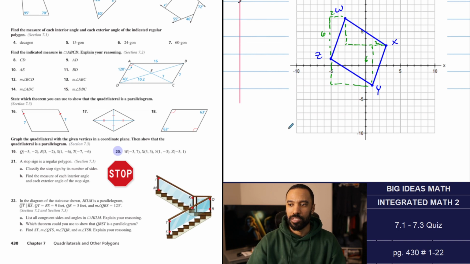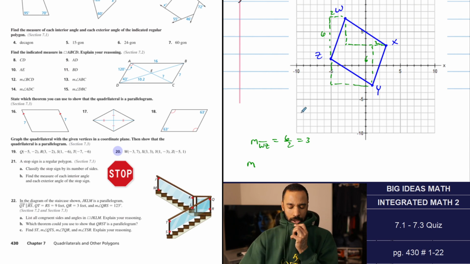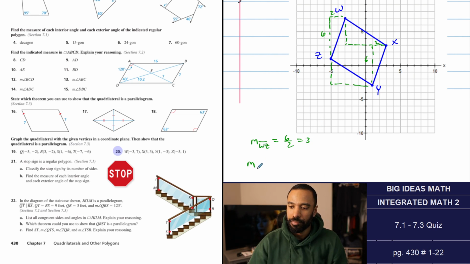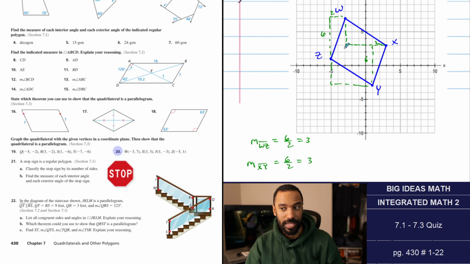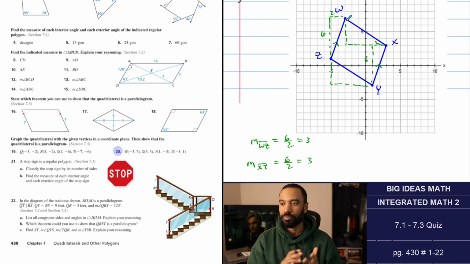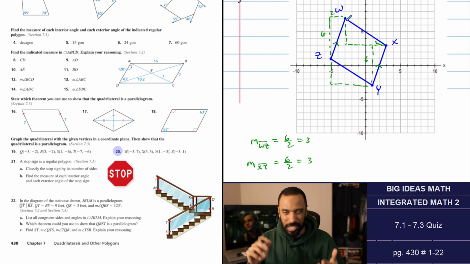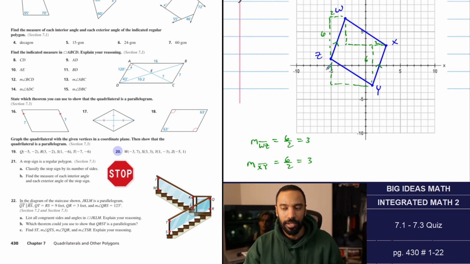The slope of segment WZ is 6 over 2, which is 3. The slope of segment XY is also 6 over 2, which is 3. That's one set of opposite sides that are parallel. I can also find their lengths, and their lengths would be the same. They both have a rise of 6 and a run of 2. I can use the Pythagorean theorem, 6 squared plus 2 squared, forget the distance formula. But let's go one step further.